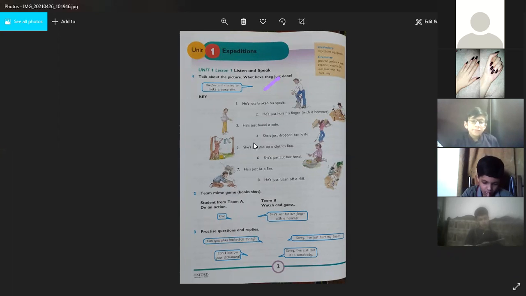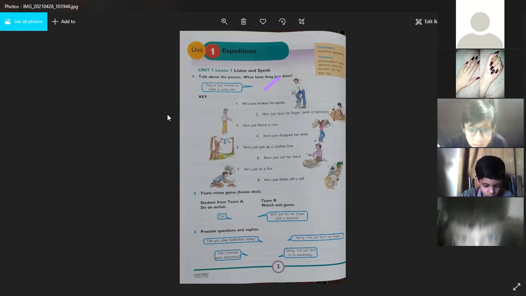Talk about the picture. What have they just done? So look at this picture number one and see what is written here. He has just broken his spade. What is spade? Anyone of you know spade? What is spade? Look at the picture. The man in white shirt and blue pants. Dialogue number one. He has just broken his spade.